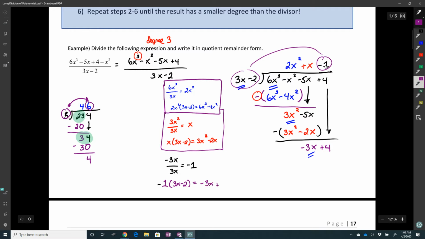Negative 3x plus 2. Negative 3x plus 2. I can subtract. Those cancel. 4 minus 2 is 2. And there you go. So we have everything we need. Let me get the side work and move it to the side.